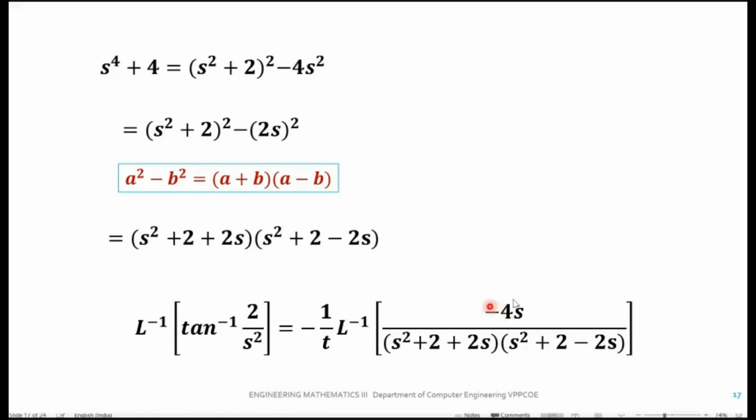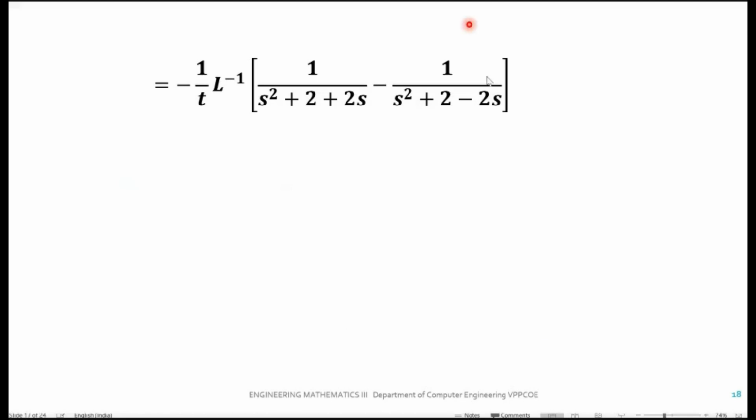And this minus 4s can be got by subtracting these two terms. So मैंने पूरे fraction को 1 upon the first term minus 1 upon the second term लिख दिया, ताकि when I cross multiply, so s square plus 2 minus 2s minus s square plus 2 plus 2s, दोनों को अगर subtract किया तो ऊपर minus 4s बचेगा.